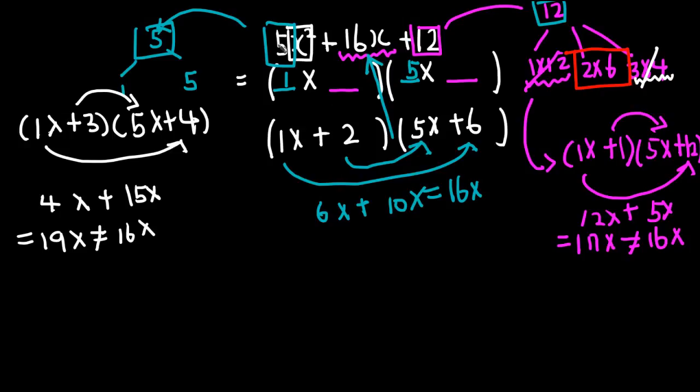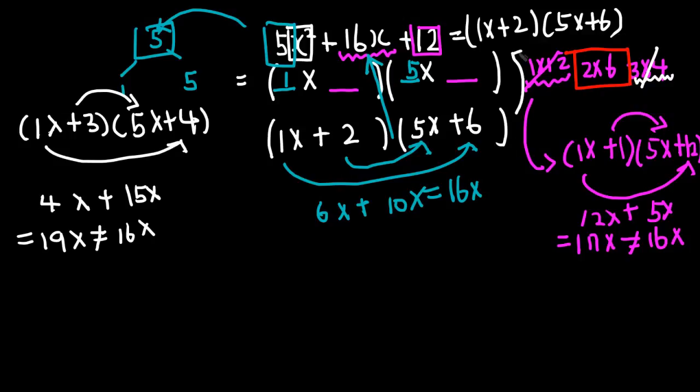So we can say that for 5x squared plus 16x plus 12, if we convert that into a binomial, it is going to give us 1x plus 2 times 5x plus 6. And all we have to remember is that we need to think about it in terms of 16x.